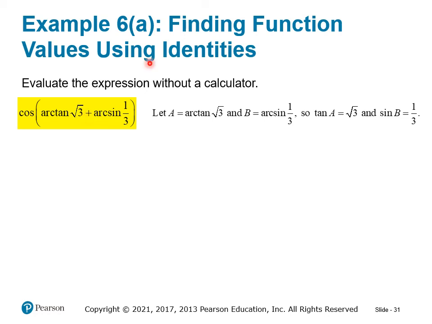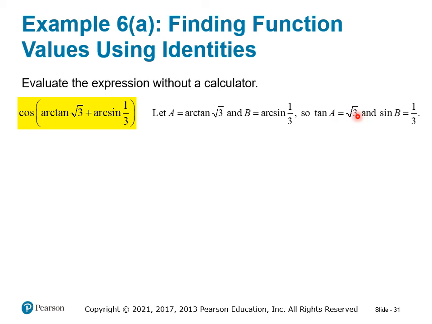Okay, so if we let A equal arctan square root of 3, then we get tangent of A equals the square root of 3. If we let B equal arcsine 1/3, then we get the sine of B equals 1/3. Okay. Tangent is opposite over adjacent. There's not a fraction here, so put it over 1.